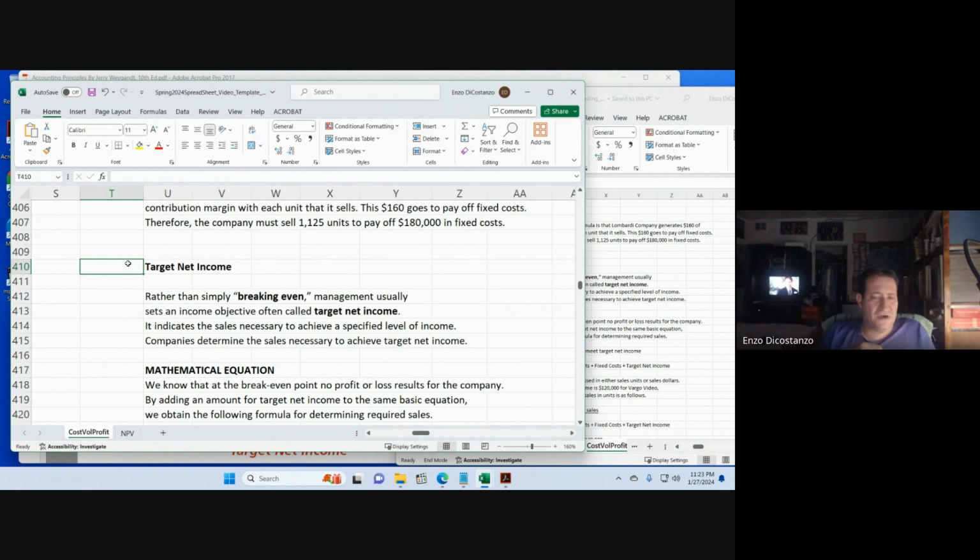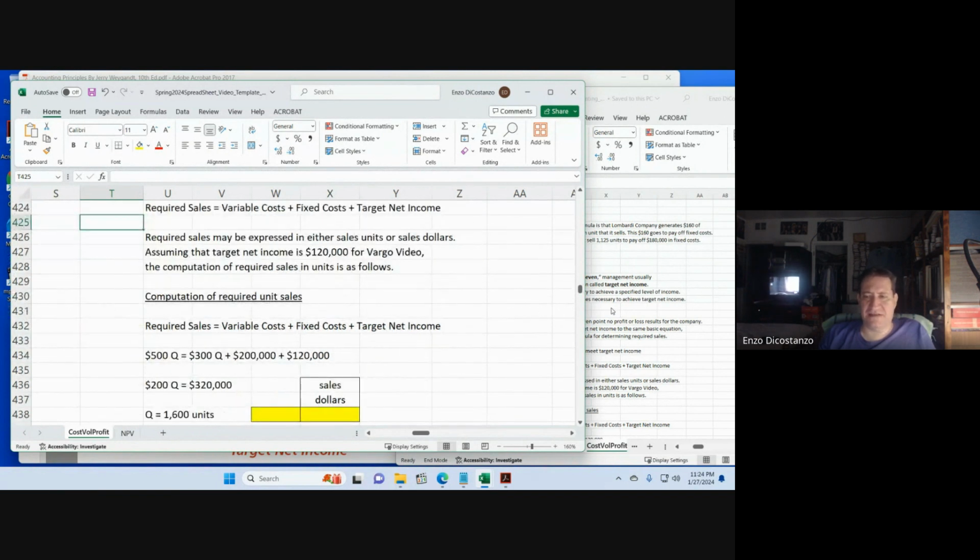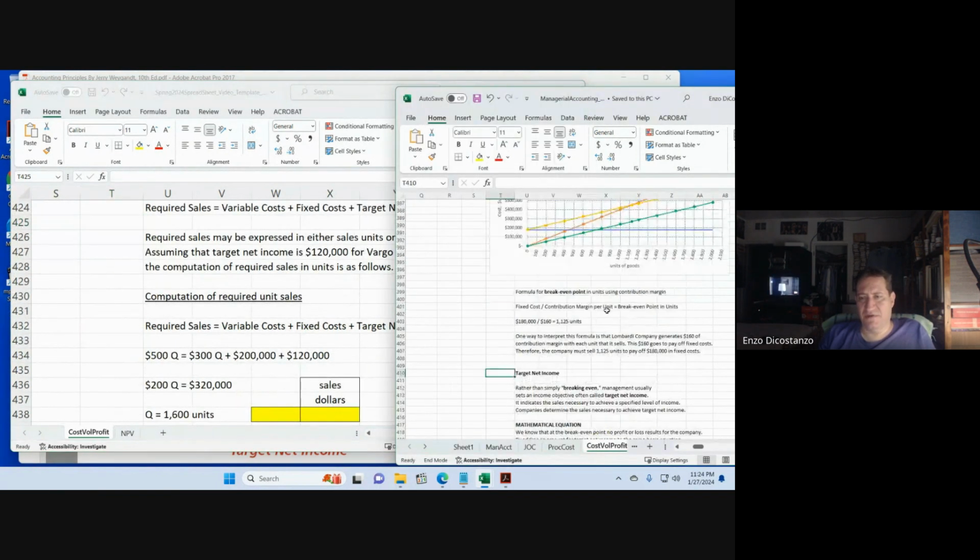But if you want to target net income that's bigger than zero, which most people do, most investors do, what sales level do you have to get to satisfy that? And again, we still have the same equation here: sales, variable costs, fixed costs, and target net income. This was zero for break even. Okay, this is the video store again. It's going back to the video store example.